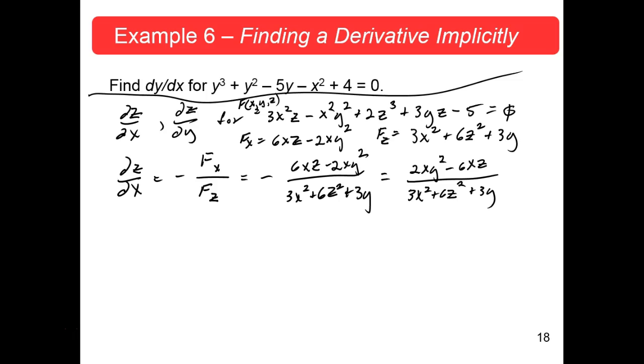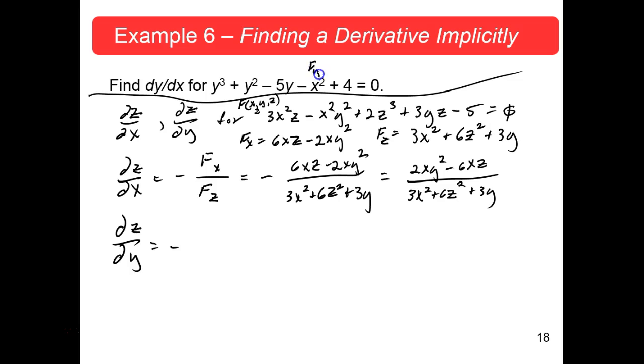Oh, sorry. I was looking at the wrong answer. Okay. Yeah. The partial of z with respect to x is 2xy squared minus 6xz over 3x squared plus 6z squared plus 3y. Exactly. I was looking at the bottom, which is partial of z with respect to y, which will also be a negative, but this time it's f sub y on top, so that we need to calculate.